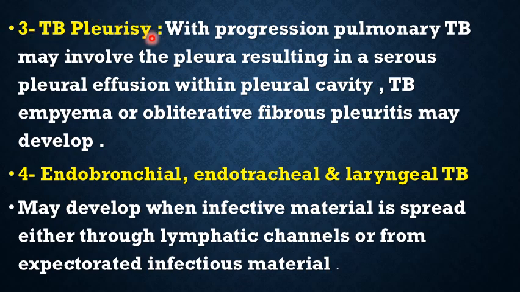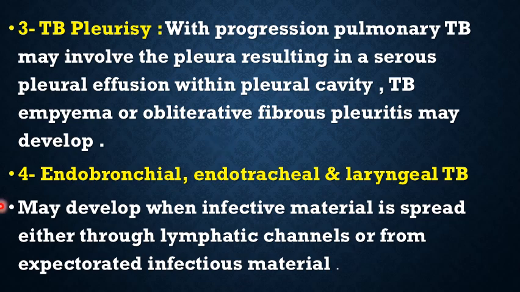TB pleurisy. Sometimes progression of pulmonary tuberculosis may involve the pleura. Of course, when involving the pleura, it causes irritation and inflammation in the pleura, causing pleural effusion within the pleural cavity. TB empyema with pus formation, or sometimes obliterative fibrous pleurisy, might develop.